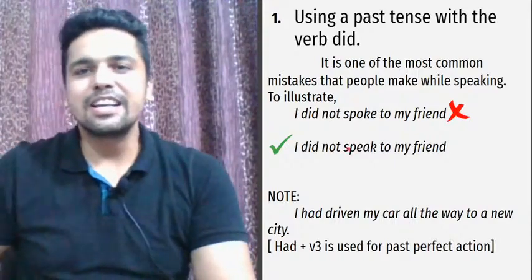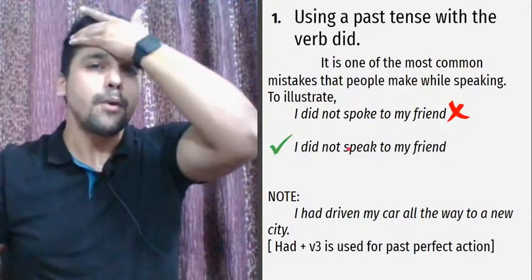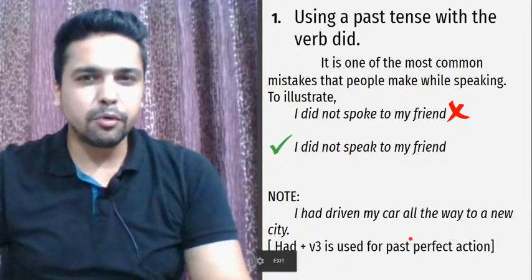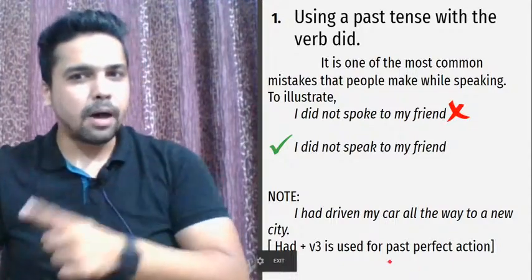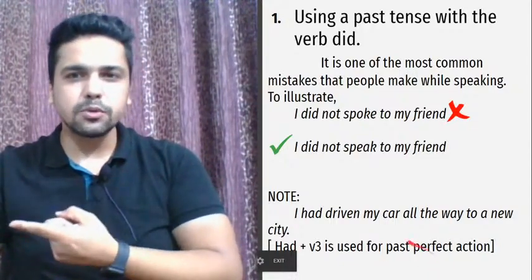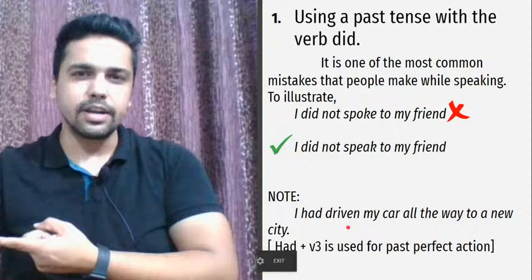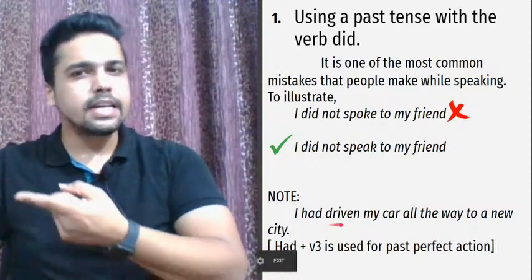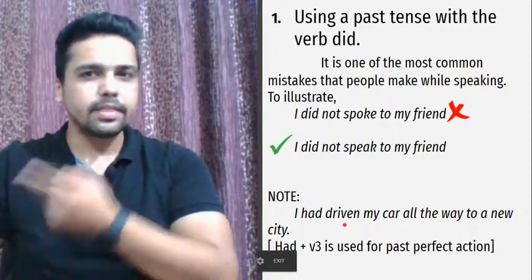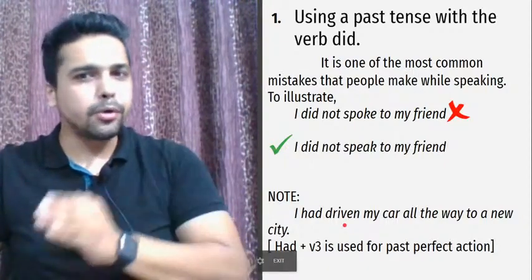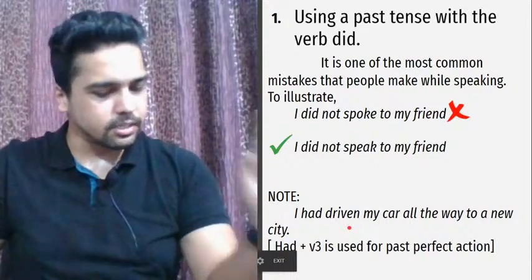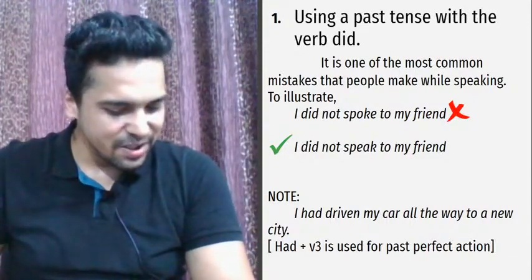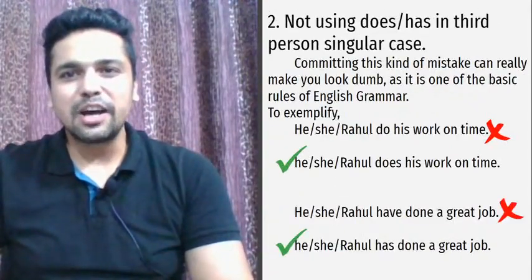All right, great. So that's the first error, a very common error. So avoid this. One last point before we move on to the next error. If you're using the past perfect tense, we can say "I had driven," because if you're using "had" as past tense, then the third form of the verb is needed, that is "driven." Not "I had drove," but "I had driven." So this is mistake number one. Please take care of this. Okay, चलो ठीक है.